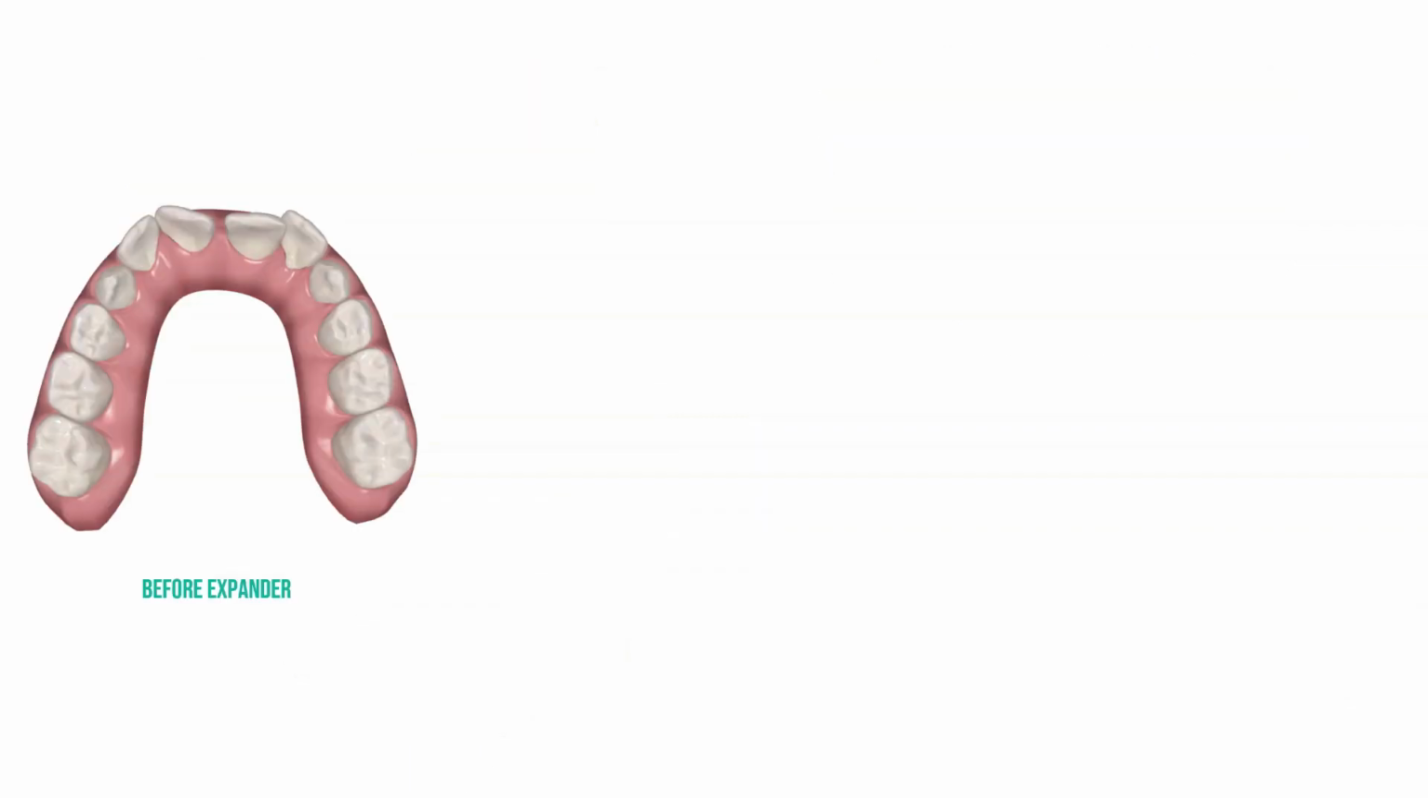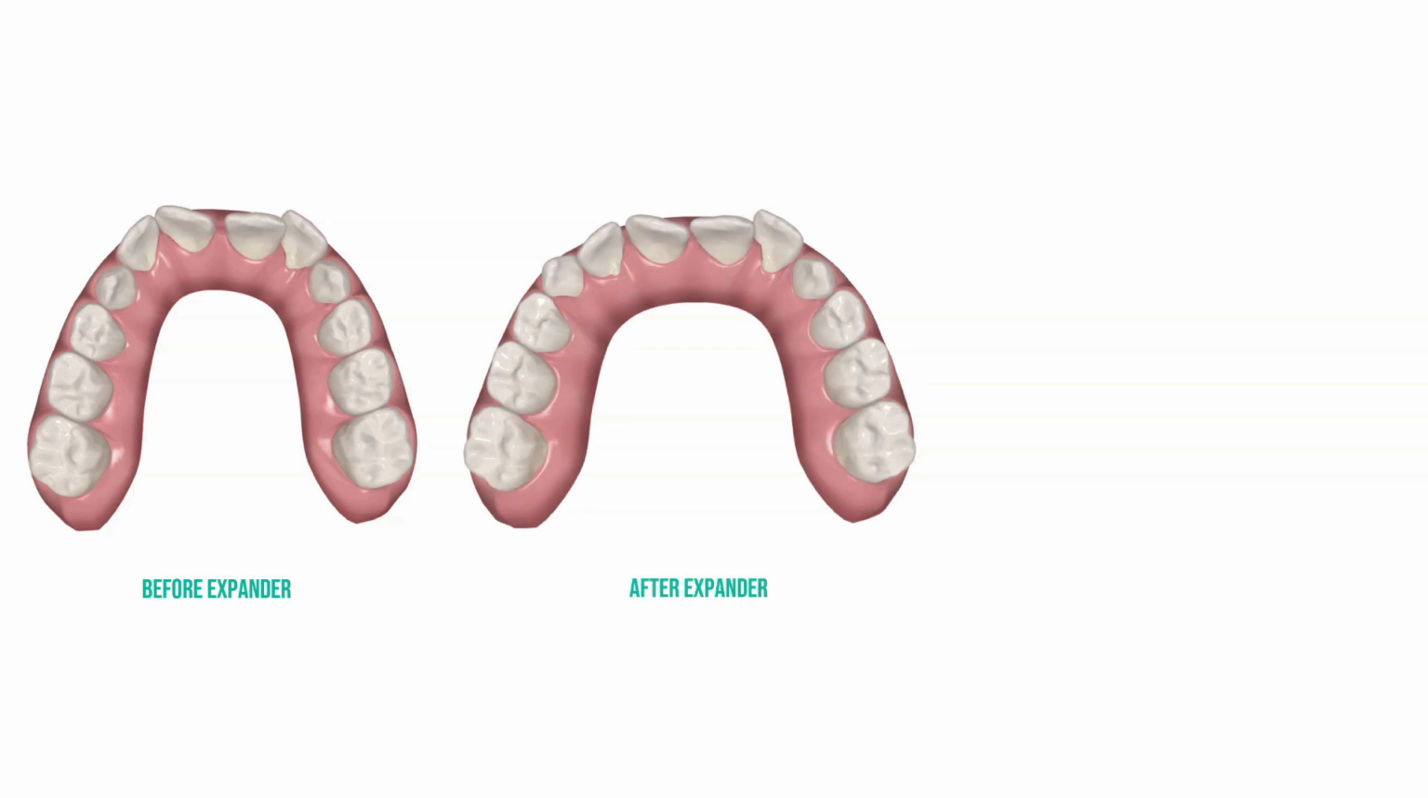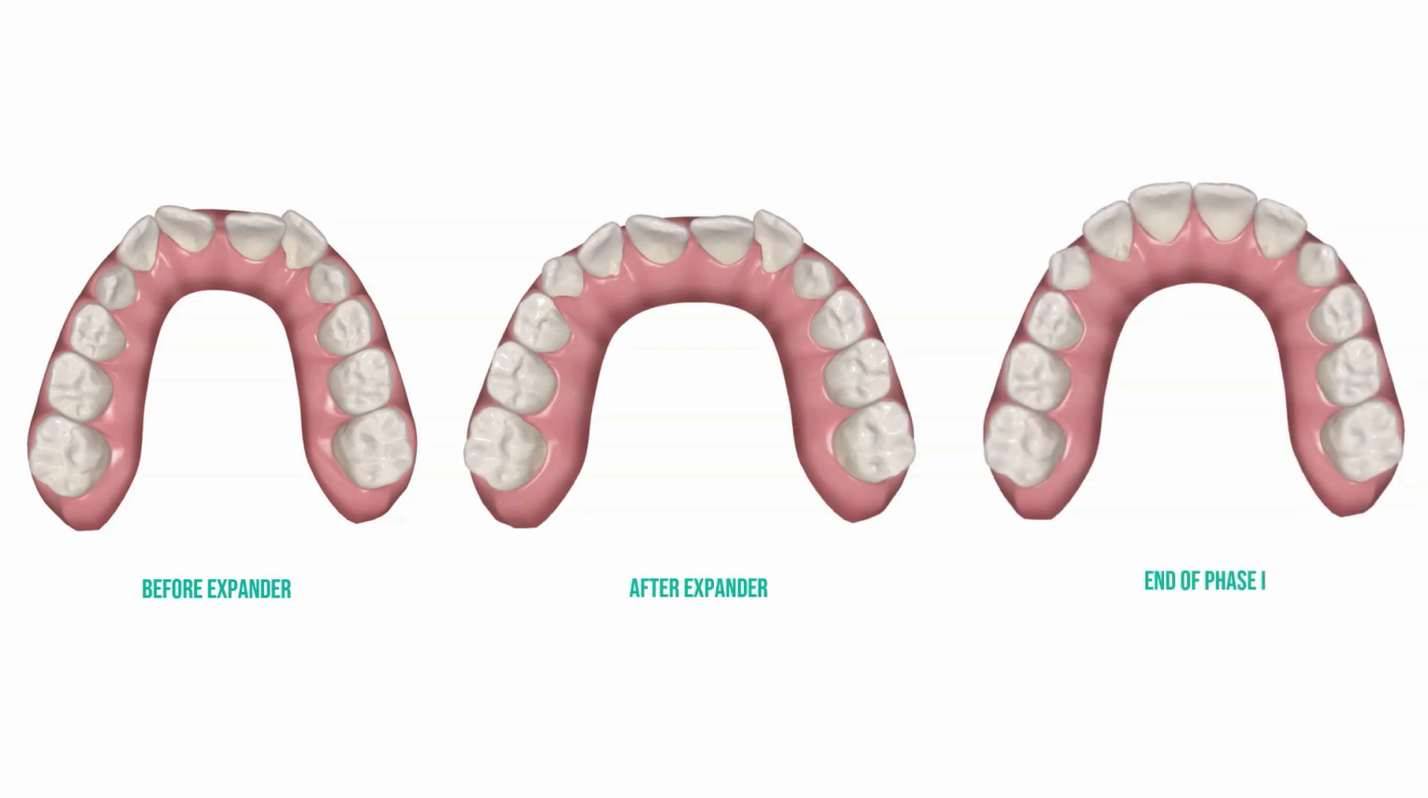These are her teeth before the expander, after the expander, and at the end of phase 1. Notice that there is excess space in the upper arch. This is by design since the adult teeth are larger than the primary teeth. Space is created to accommodate the size of the developing teeth.